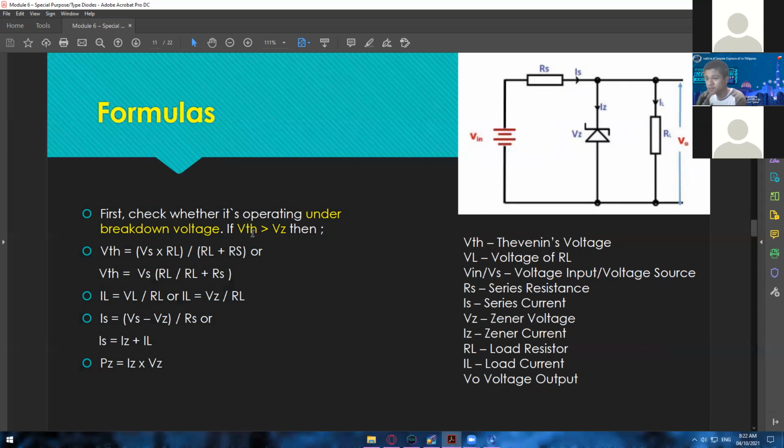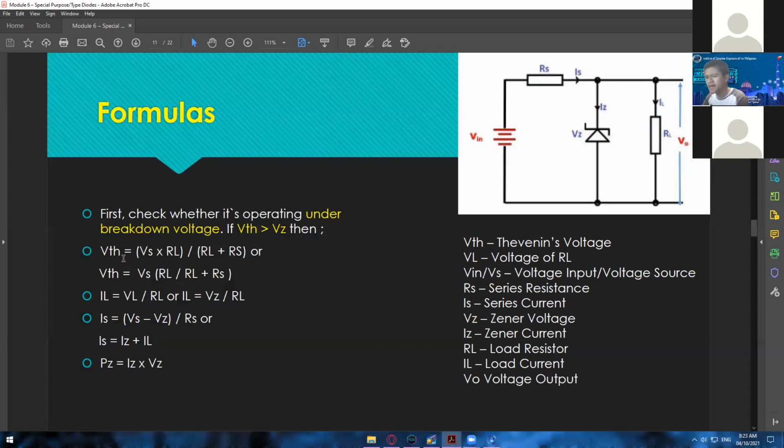This VTH right here is actually the Thevenin's voltage. You are already done with Circuits 1, so you already know how to transform this into a Thevenin's voltage, or the VTH formula. So just recall that one, because we will not discuss it here since it's not part of the discussion, or part of the course itself.